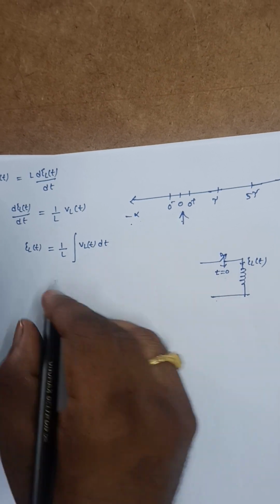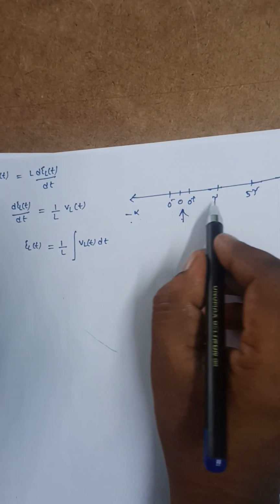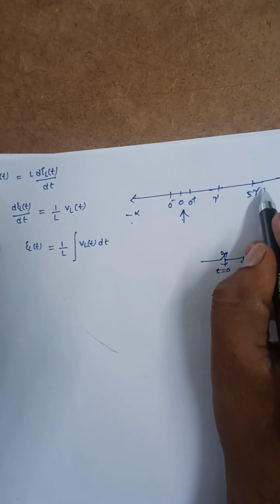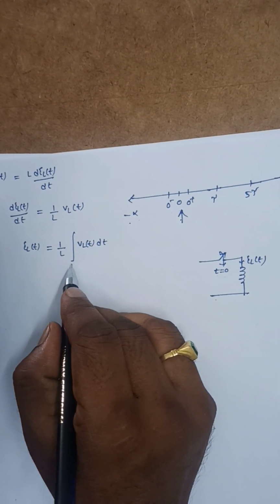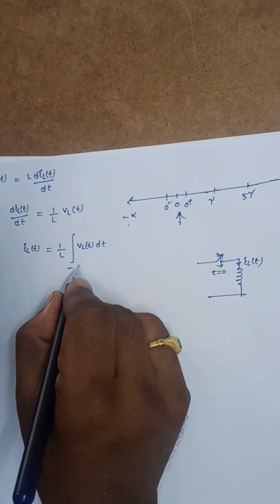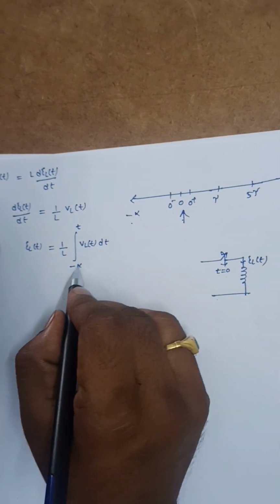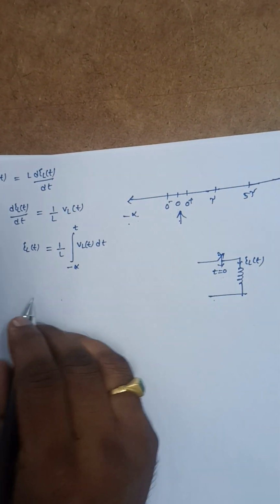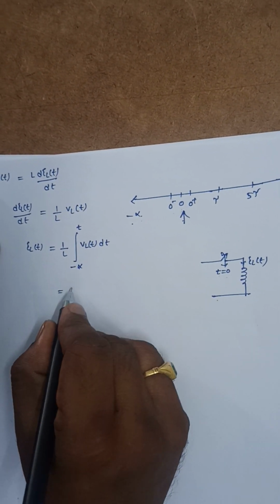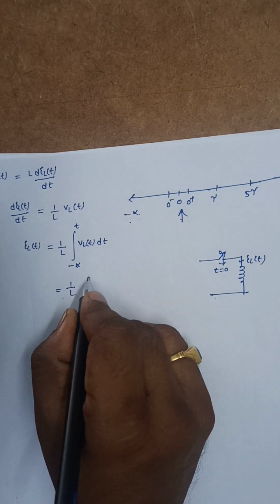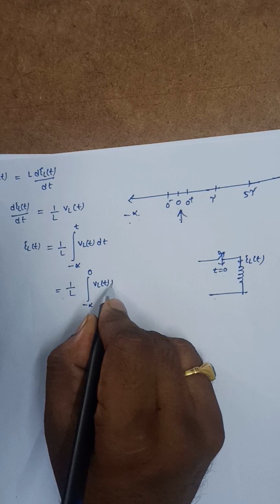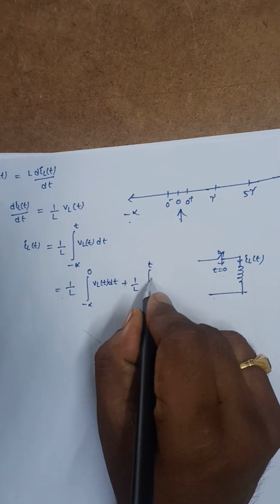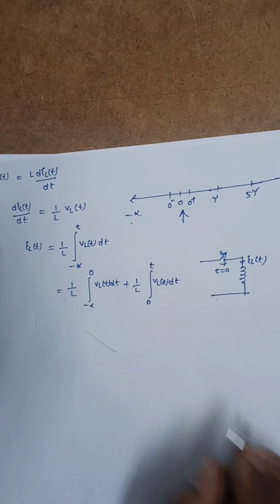That means here I need to find the current at some time t. So I am going to write these limits from minus infinity to t. I need to consider these initial conditions also, so I am taking the limits as minus infinity to some time t. This integration I am going to split: it is 1 by L into integral minus infinity to 0 vL of t dt plus 1 by L into integral 0 to t vL of t dt. I can split the integration like this.